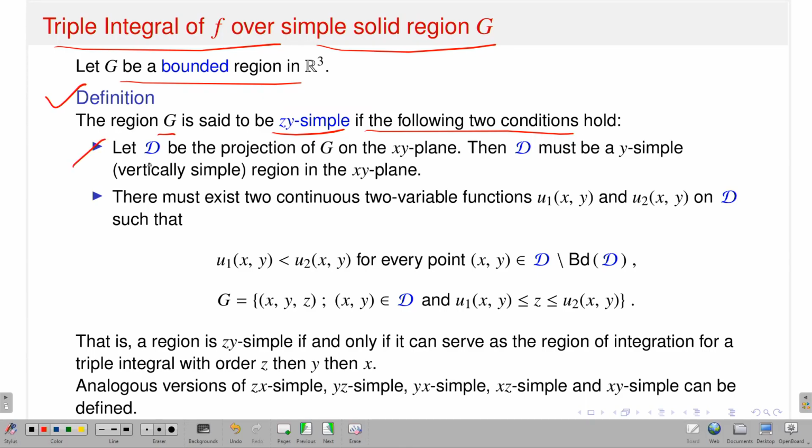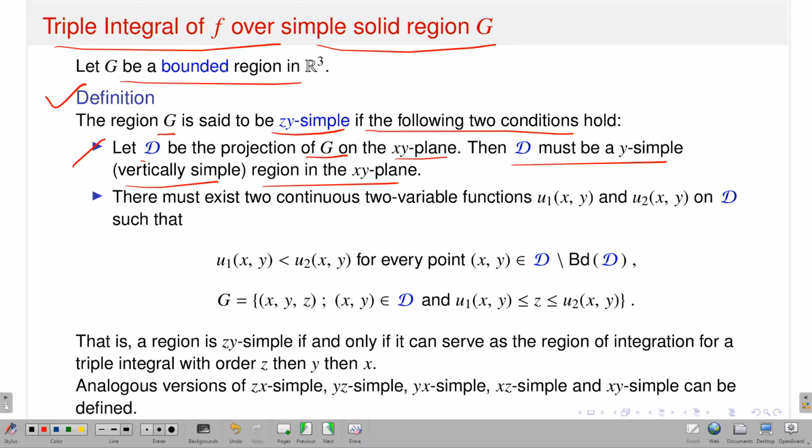The first condition is: let D be the projection of G in the xy plane. That means I have a domain G in R3, and I take its projection into the xy plane, keeping z equal to 0. It will give you something in the xy plane. What I demand is that D must be a y simple, or vertically simple, region in the xy plane. That is the first condition.